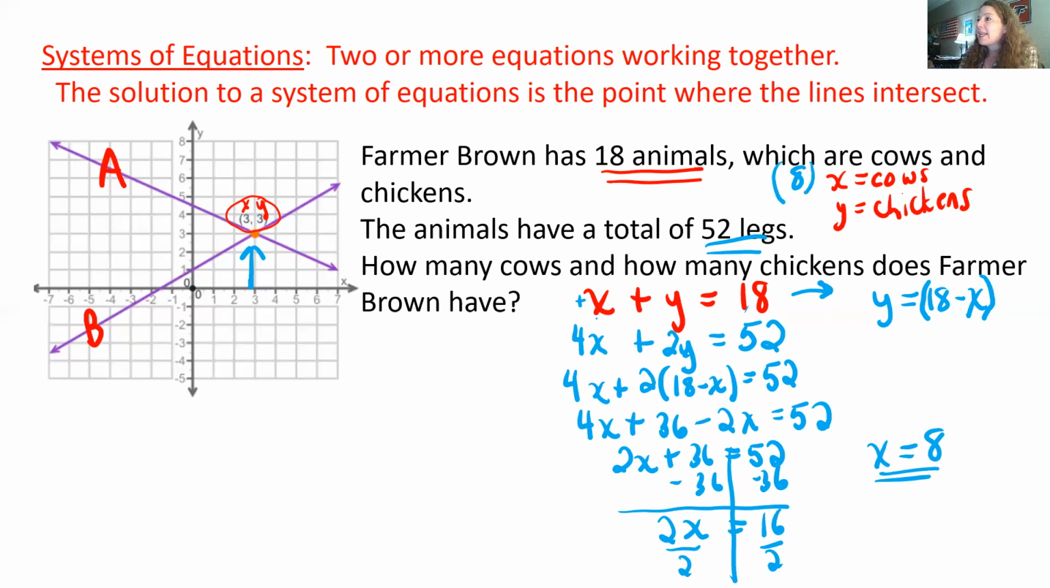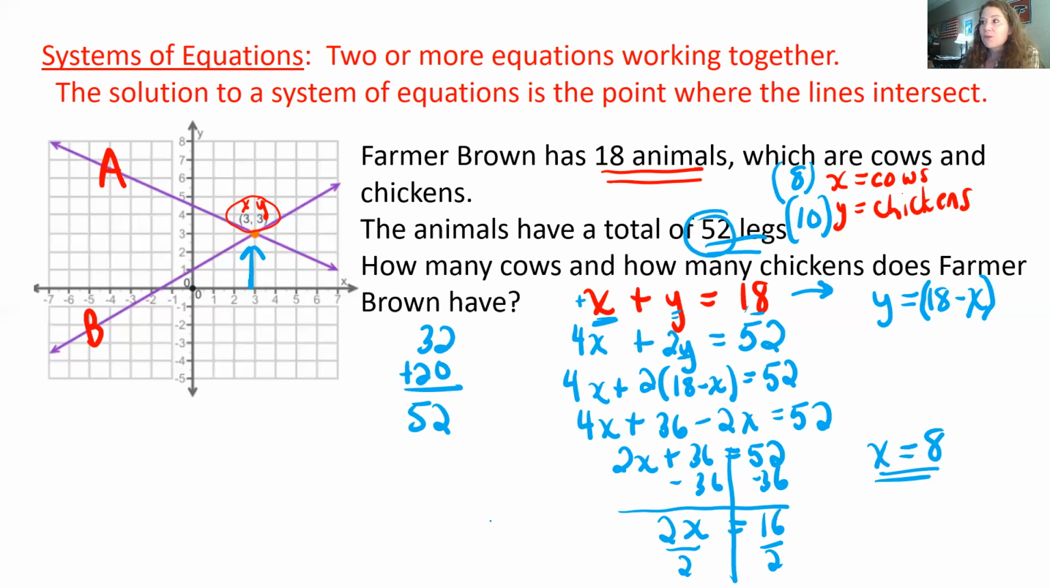So if I have 8 cows plus y equals 18, y has to be equal to 10, doesn't it? So 8 cows plus 10 chickens is 18 animals. I could check the number of legs by saying, well, 4 times 8 is 32. I have 32 cow legs. And 2 times 10 is 20. So I have 20 chicken legs for a total of 52 legs, which is what it says.